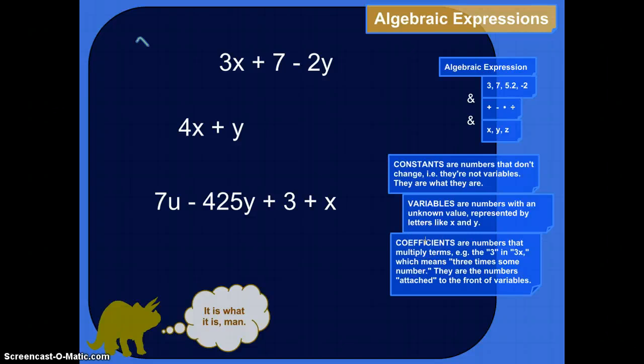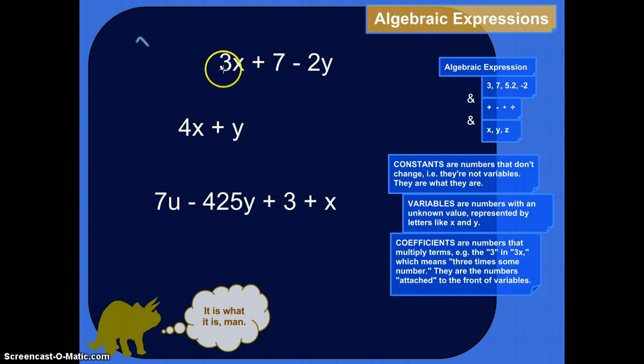Hey there. So let's talk about algebraic expressions and look at their different parts. Kind of dissect them a little bit, pull them apart, and label the different types of things that can be in expressions. So first, just to review what an algebraic expression is in the first place: it's a combination of numbers, operators, and variables.